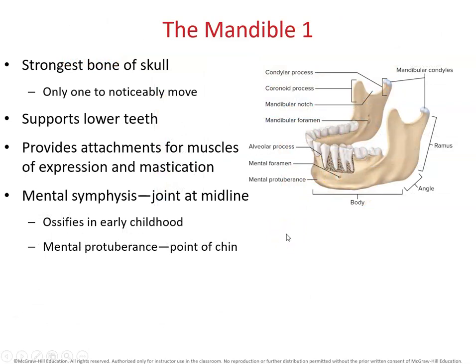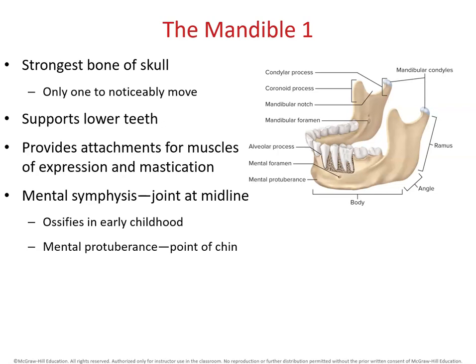All right, and we're going to finish up with the mandible. So the mandible is your lower jaw, supports your lower teeth. It's the strongest bone of the skull. It's the only one that we can consciously move. All the others are fused together and are, generally speaking, immobile. So muscles that attach to the mandible allow you to speak and also allow you to chew.